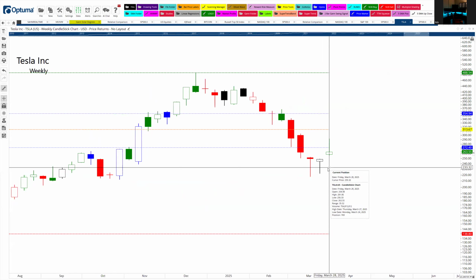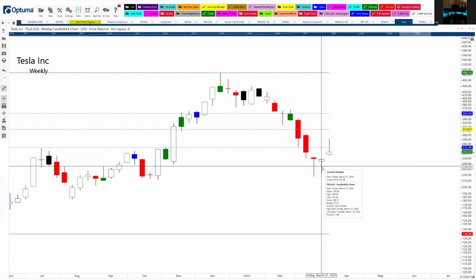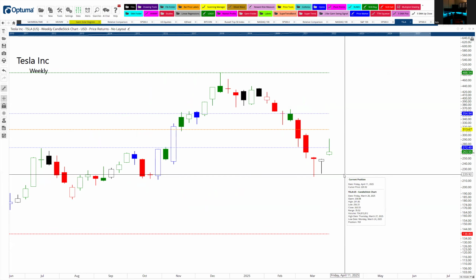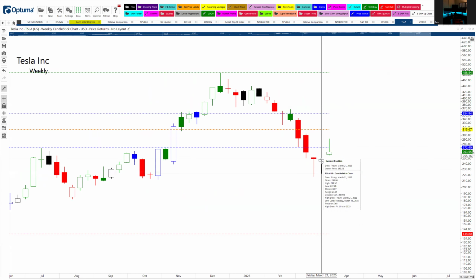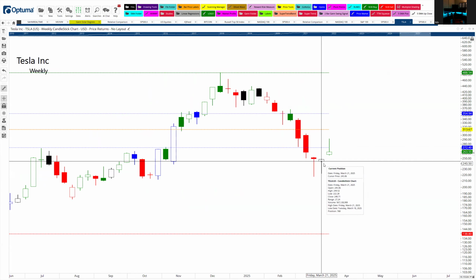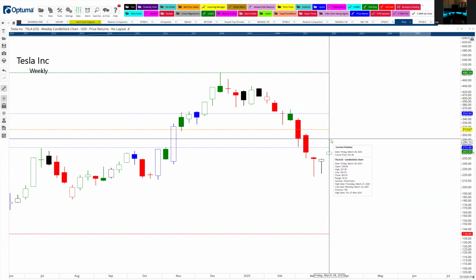It closed the week last week with an inside week. The inside week with the bullish hammer. The look of the candle is a bullish hammer, but it's considered an inside week. And then we did manage to bounce, went up to 292. The 292, how I got to the 291 fib.